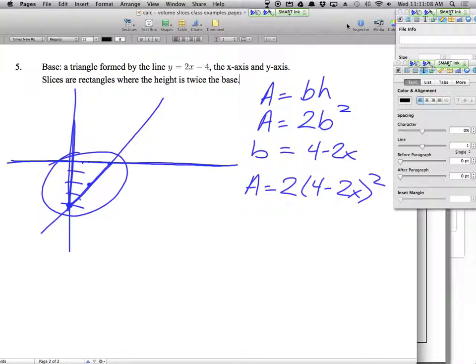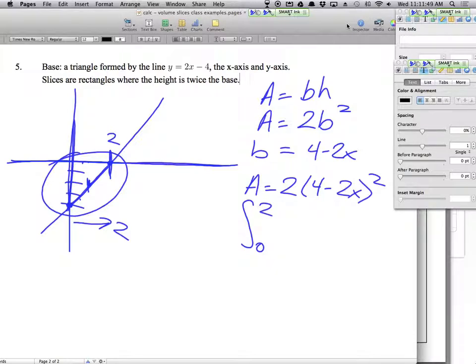Then what? Wait, do you have to multiply that out? No. All right, so we're going to integrate this from where to where? 0 to 2. Does everybody understand why it's 2? Because I went up 2 over 1, up 2 over 1. So that means I went over 2. So that's why it's 0 to 2.